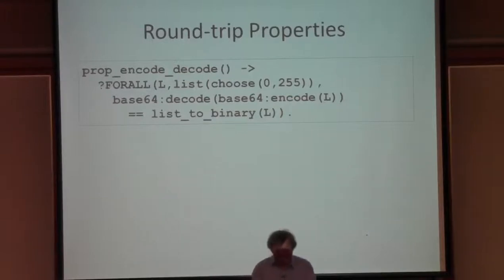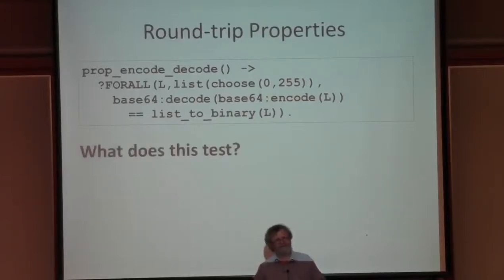And this is a very effective property to test. It can find lots of bugs that you might write in your encoders. But it's worth thinking about, what is it testing exactly? It's not testing that you've implemented base64 encoding, because you could take any encoding whatsoever that has a corresponding decoder, and this property would pass.